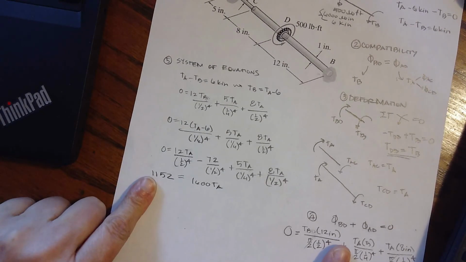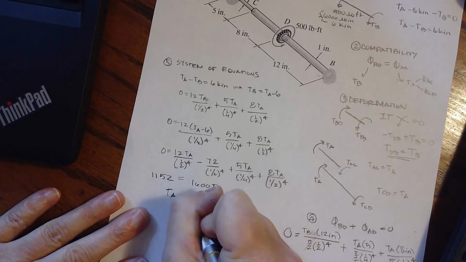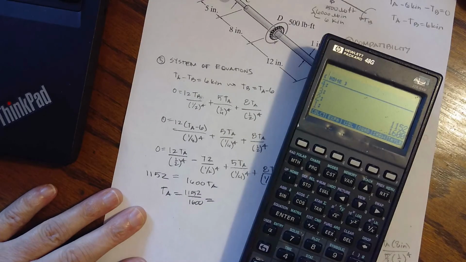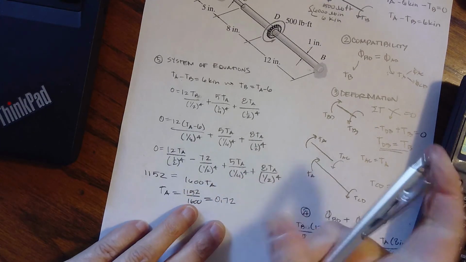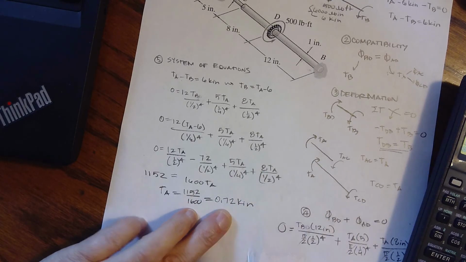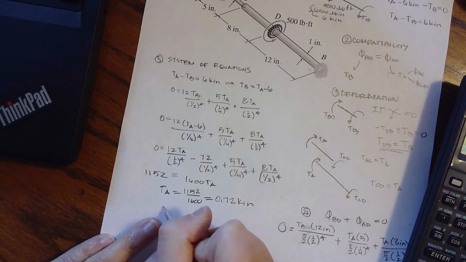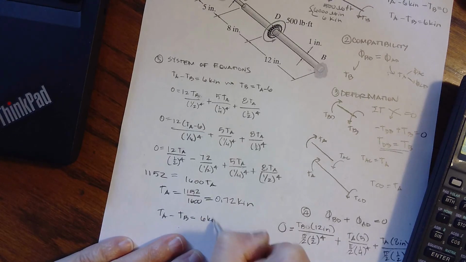So I have 1152 equals 1600 TA. So TA equals 1152 over 1600, and I get that the torque at A is 0.72 kip inches, which means I then go back to equilibrium, that torque A minus torque B equals 6 kip inches.